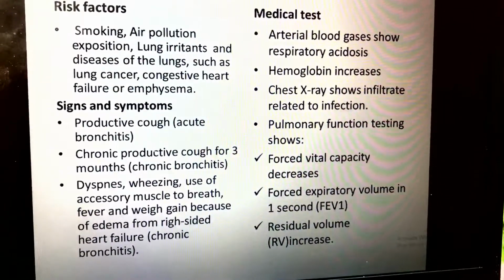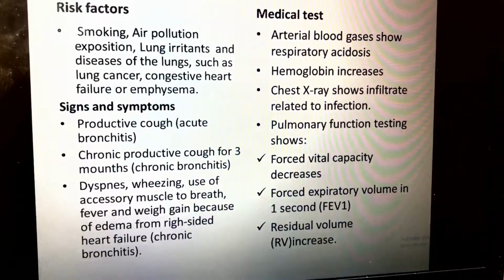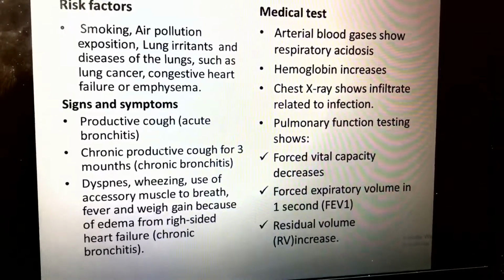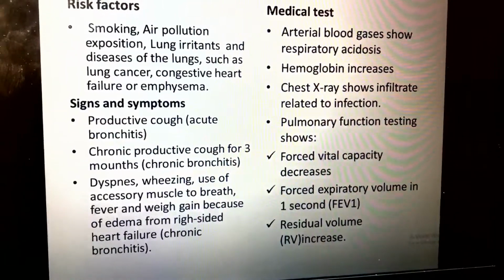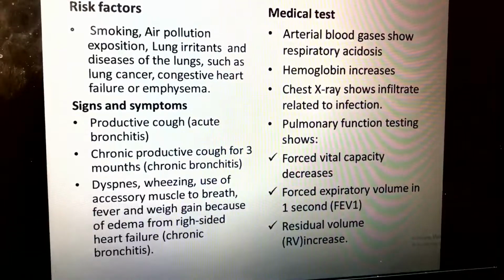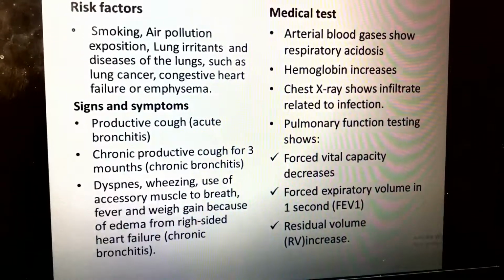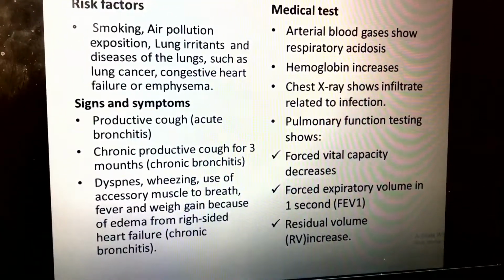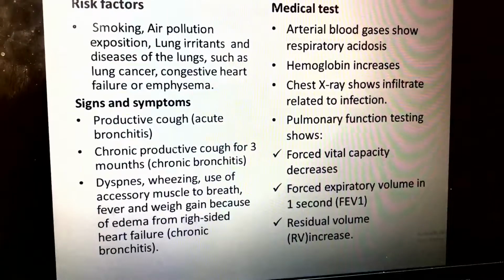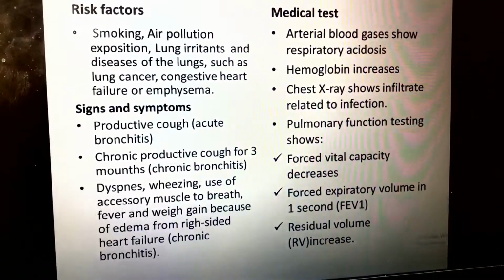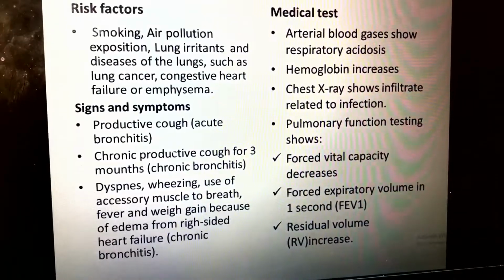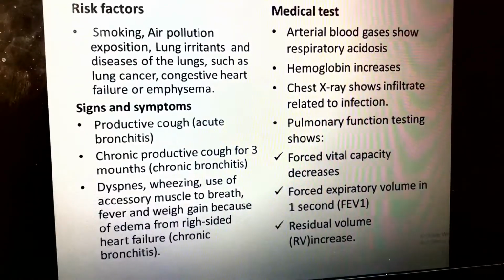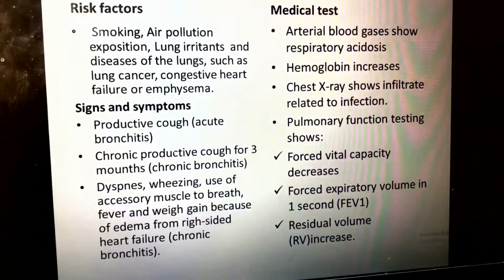What are the signs and symptoms of bronchitis? The first, the typical one, is a productive cough. A chronic productive cough that lasts for 3 months will be called chronic bronchitis. The cough will be associated with dyspnea, wheezing, use of accessory muscles to breathe, fever, and weight gain because of edema from right-sided heart failure.